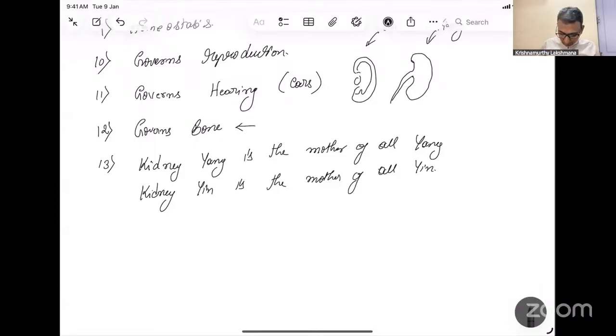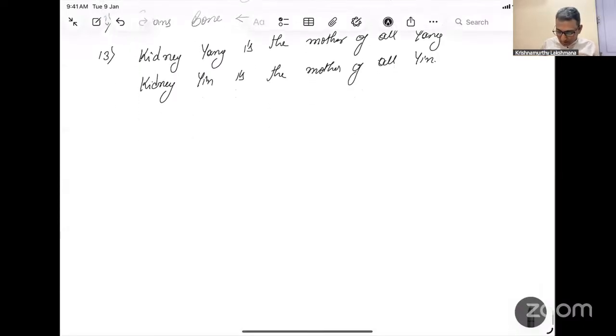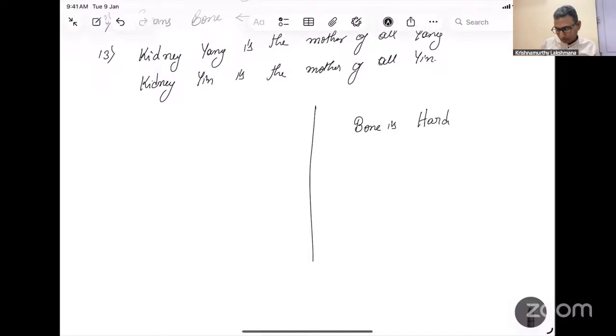Why bone? Bone is hard. Yes, bone is hard. Okay. Let's take a banana or a tomato or any fruit or vegetable. Okay, let's take a banana.